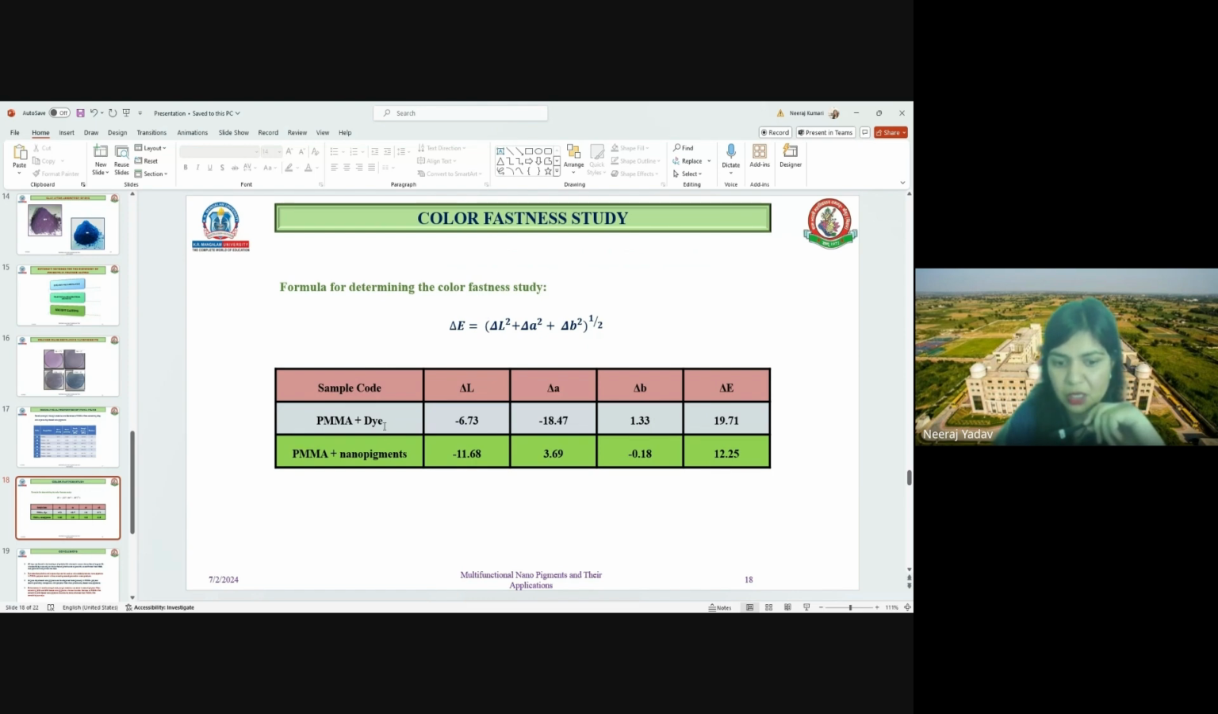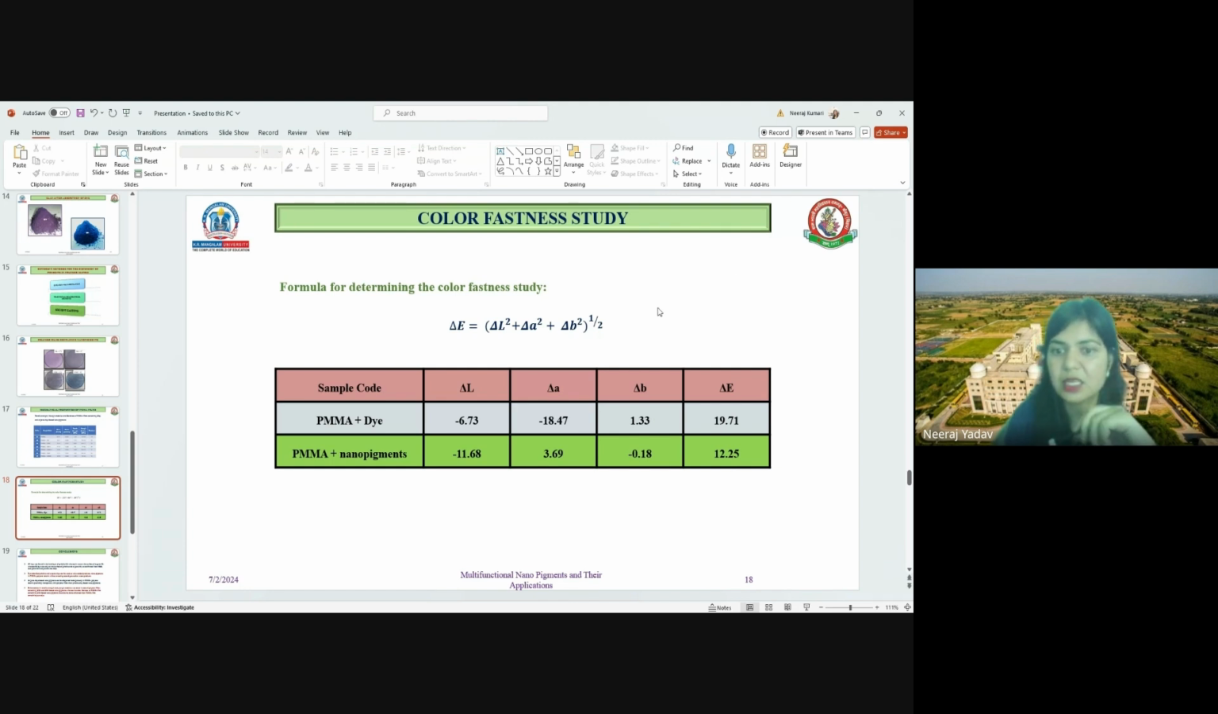So next is the color fastness study of the polymer film, and here I took two samples. One is the pure dye, and the other one is the organoclay based nanopigment, and this is the delta E, which is the color difference, you can say. The more the value of delta E, the less color fastness will be found. Means the less the value of delta E, we can say that the polymer film is more stable with the UV radiations.